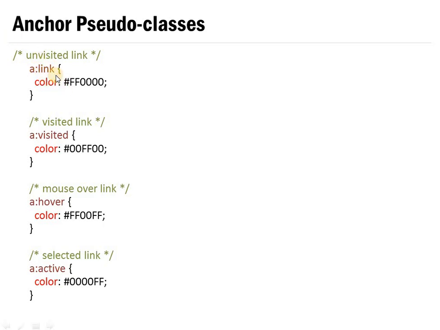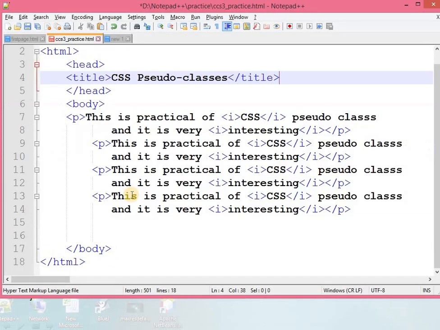After that, the pseudo class name, and within curly braces there is the property. So this is the link class, visited, mouse over effect, and active. Now if you are using anchor pseudo classes, then be careful about your link and visited classes. The link and visited classes must come before the mouse over effect, and your active class must come after the hover effect.